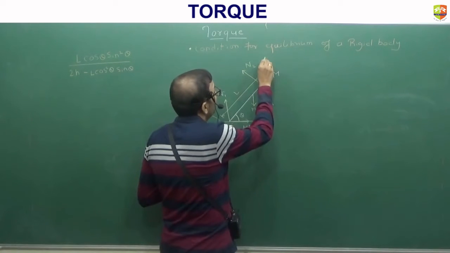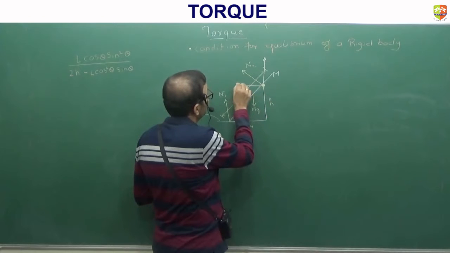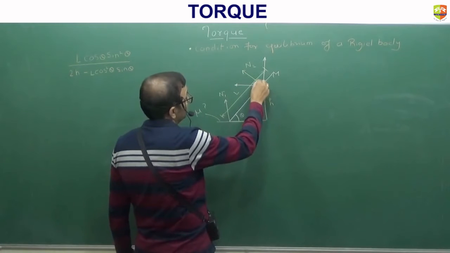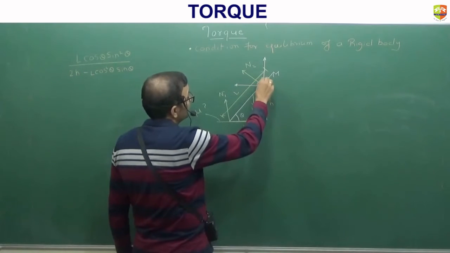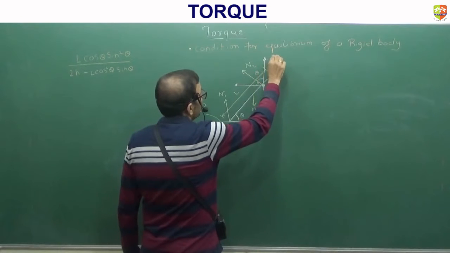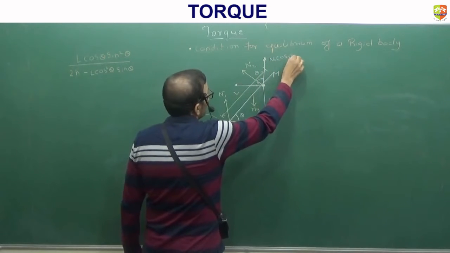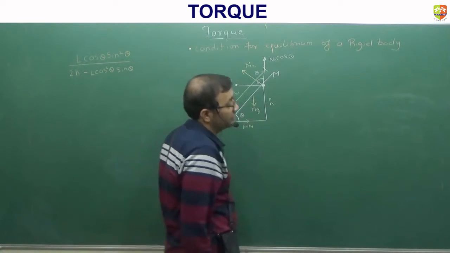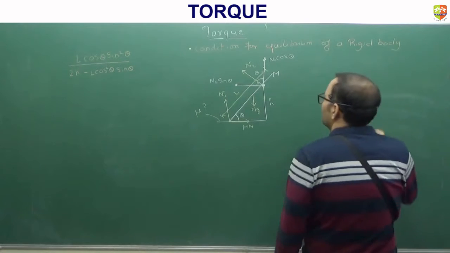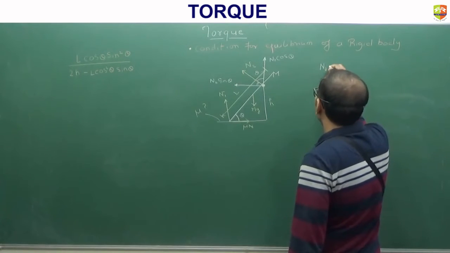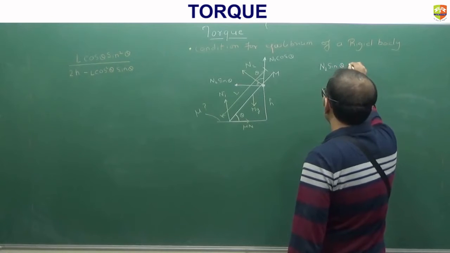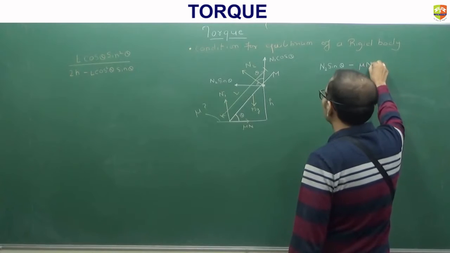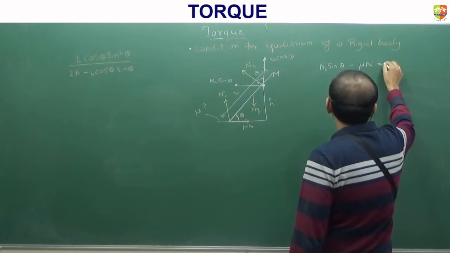I can take components of N2, horizontal and vertical. This is theta, this is 90 degrees minus theta, and that is theta. So this is N2 cos theta, this is N2 sin theta. So N2 sin theta minus mu N1 is equal to 0. Did all of you get this?